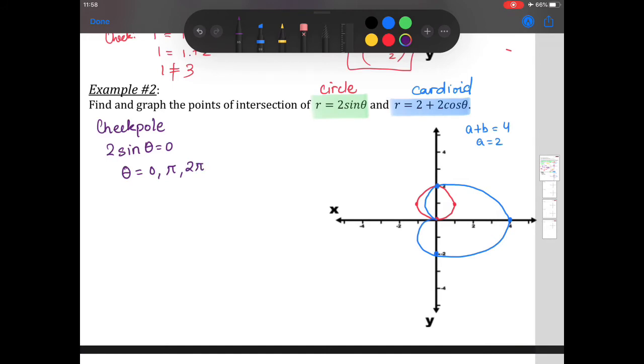So now let's do the same thing to the other one. So 2 plus 2 cosine theta equals 0. You get cosine theta is equal to negative 1, right? I skipped a few steps. If you're confused, let me know. It's subtract 2 and then you divide by 2, so you got negative 1. So theta is, where is cosine negative 1? At pi. You got some angles, so yes, it is intersecting at the pole. So I know my pole is my one point of intersection. Now I want to find my other point of intersection, which I can see here. There are 2 points of intersection.